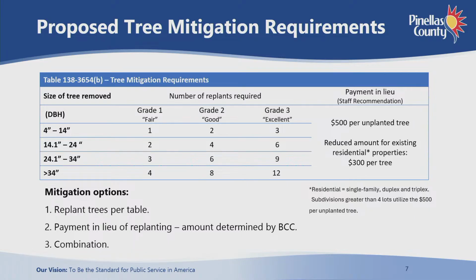This system is certainly more straightforward than the current approach where we're doing some math, and I think it's going to be a lot easier for the community and for staff to apply. Excuse me. On that table there, if you removed a 4-inch up to 14-inch tree, the number of replants required, are you saying if the tree that was removed was in excellent condition, 3 have to be, okay. I thought when I first read it, it was the condition of the trees that you're planting. It's not. It's the ones you're removing. Okay. Now the table makes sense. Thank you. All right, that's all I had. Thanks.